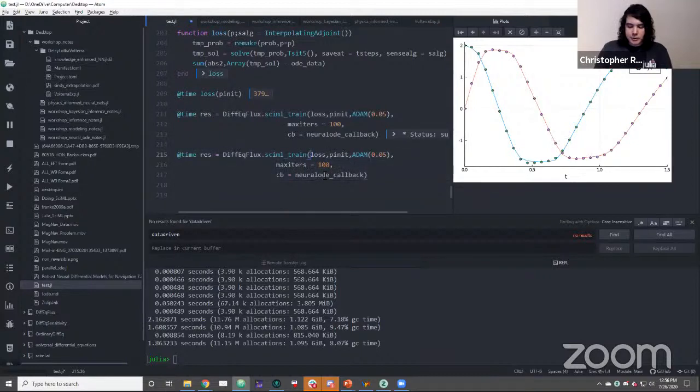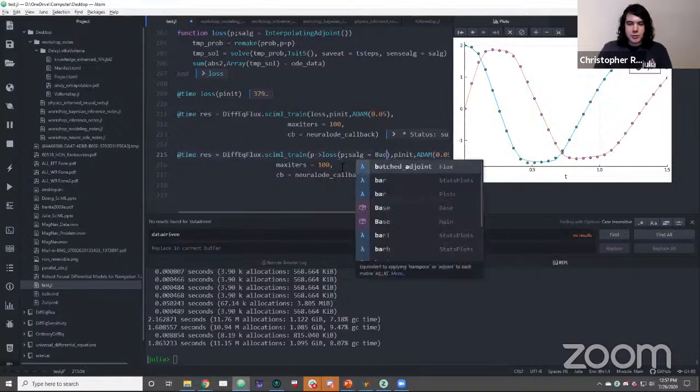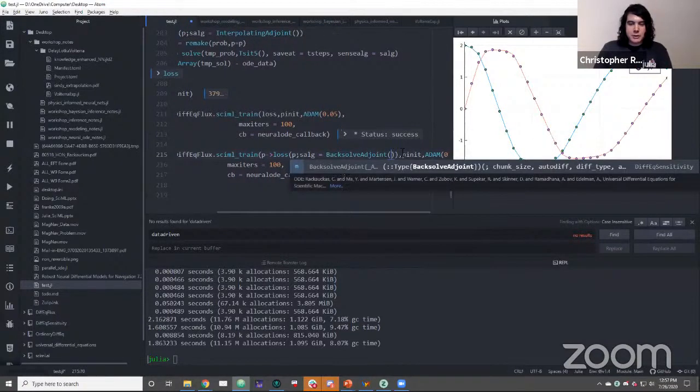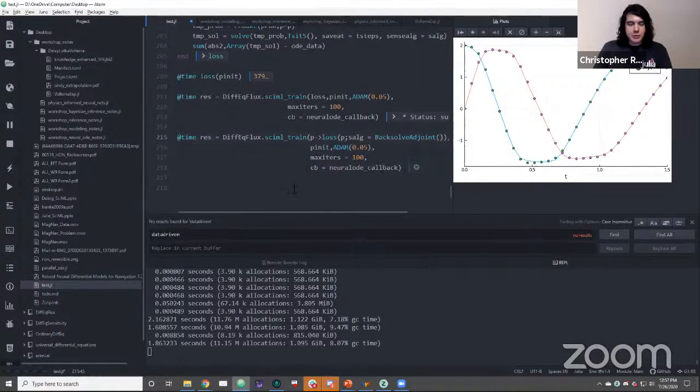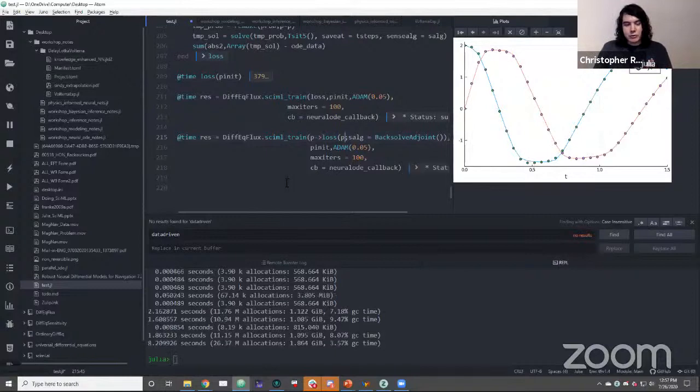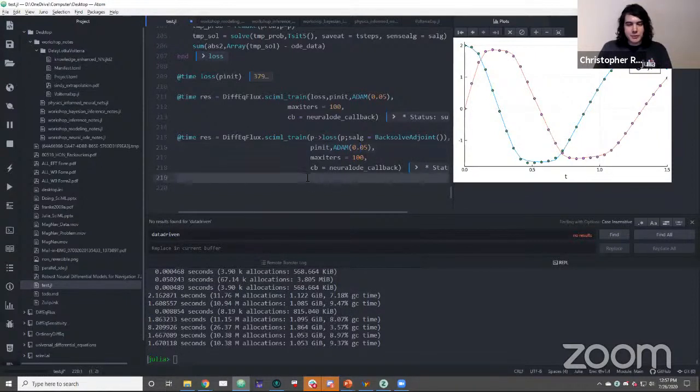For example, I can make my loss function the one that is now using sensealg equals BacksolveAdjoint. This is the version that requires that your ODE is reversible, and if it is reversible, it tends to be pretty fast. Let's see how fast that will do. Remember that the first time it's going to compile. As you have larger and larger equations, though, the compile time tends to matter a lot less. But this one didn't seem to make much of a difference in this case.